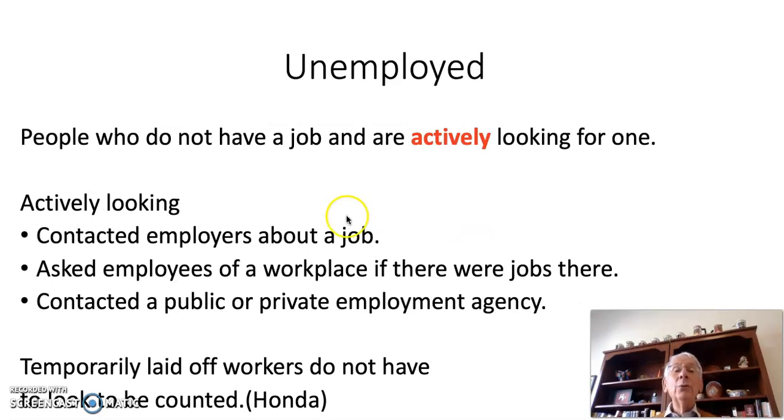Unemployed means that you don't have a job. That's kind of obvious, but you have to be actively looking for a job. And there are strict definitions about what actively looking means. Actively looking means you contacted employers about a job. You directly emailed, called, or stopped in person and said, "Do you have a job?" Or you asked employees of a workplace, "Are there any jobs where you're working?"